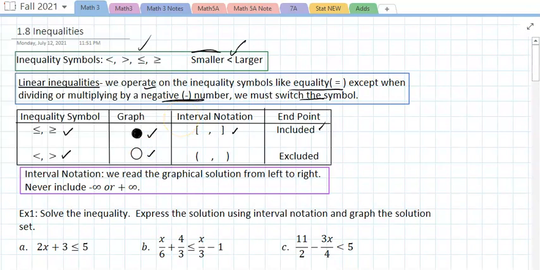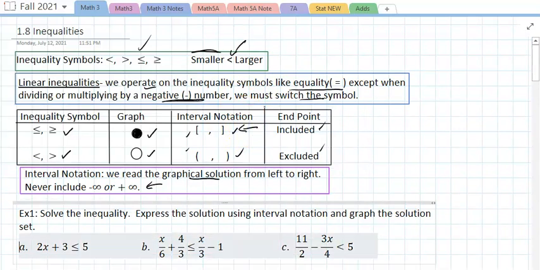If you draw in the solution, you draw an open circle, even though now they're including the brackets or parentheses on the graph. I'm going to stick with the circles. Parentheses for not included, and that means it's excluded. Anytime you're reading interval notation, you read the graphical solution from left to right. Remember, we never ever include positive or negative infinity as a solution, so we never put a bracket on infinities.